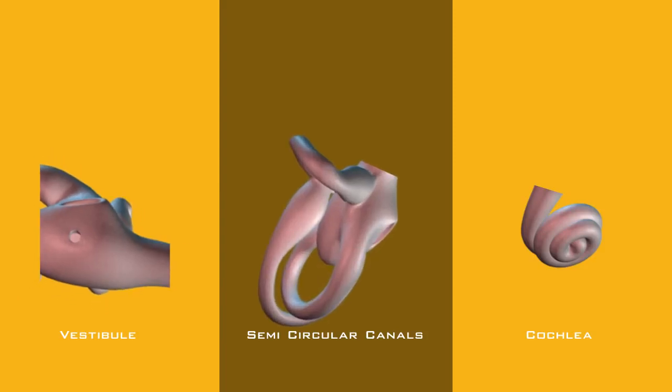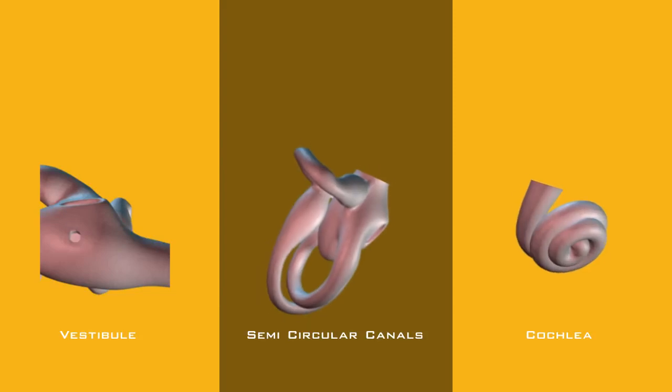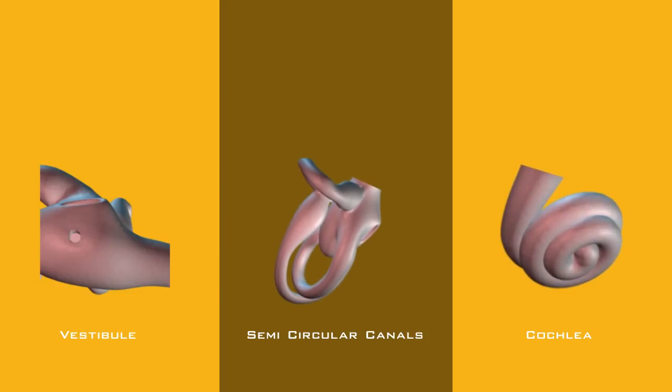The semicircular canals. The semicircular canals contain the semicircular ducts which have arisen from the utricle of the vestibular labyrinth. The cochlea. Cochlea forms a spiral which contains the cochlear nerve.